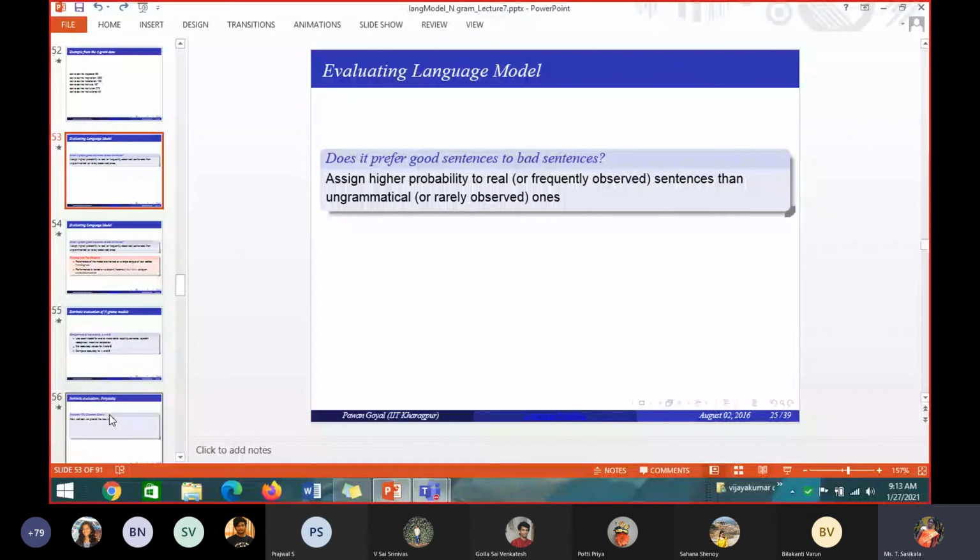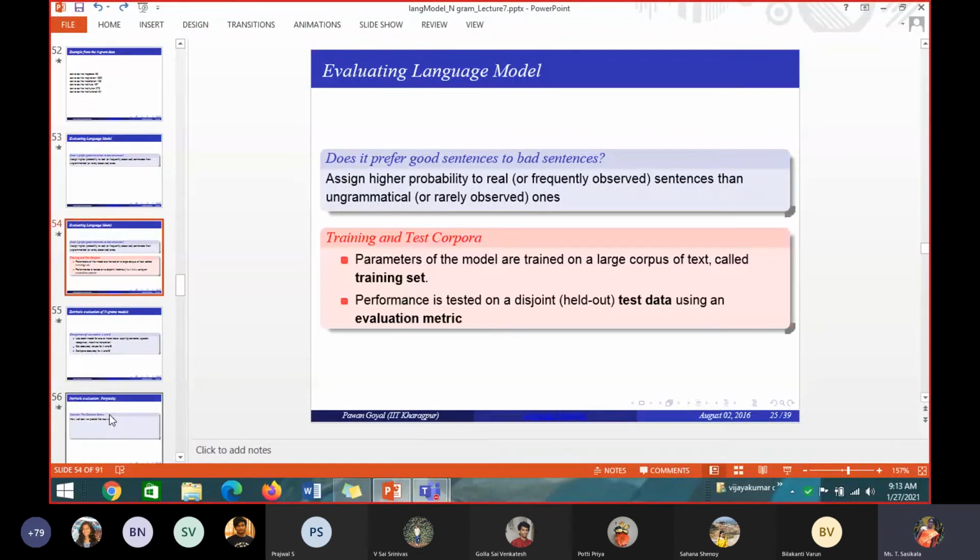So in order to evaluate your language model, I have training data and test data. Okay, training data set and test data set. What is the training data set? Using your training data set, I will be building a model. So the parameters of the model are trained on a larger corpus of text called the training data. For example, if I have 1,000 data, of that 750 to a maximum of 800 data I will take as training. I will be training my model, and 200 data I will keep for testing.